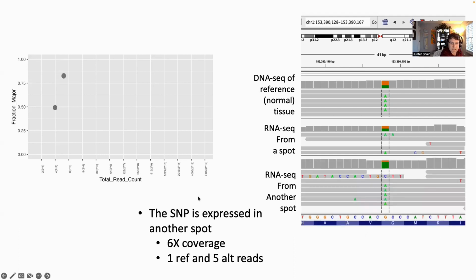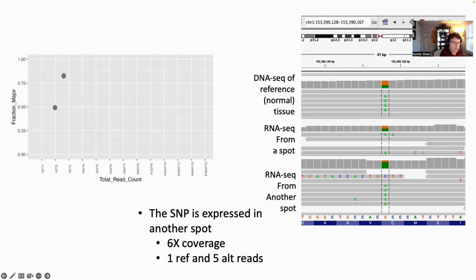Here is an example of the same SNP, but data from another spot. Ignore the soft clipped read here, and you can see that there are 6 total reads, 5 mapping to the alt allele, which we defined as the major allele, and 1 mapping to the reference allele. Therefore, 83% of the reads here map to the major allele, and the coverage on the x-axis is 6x coverage.